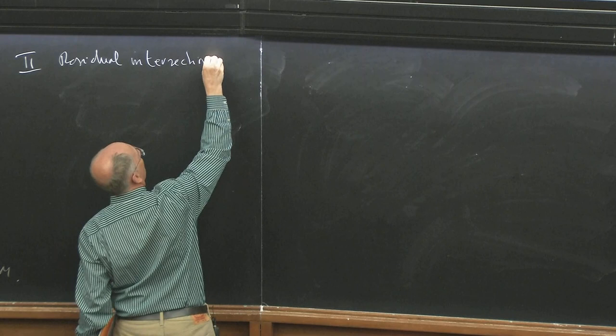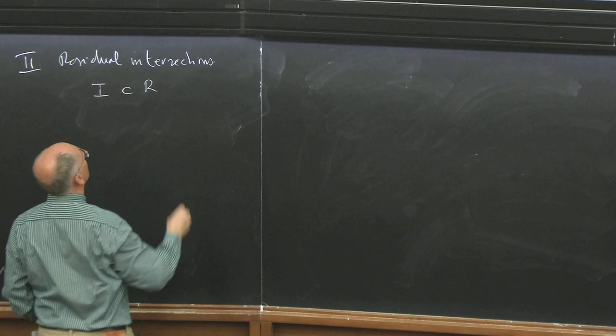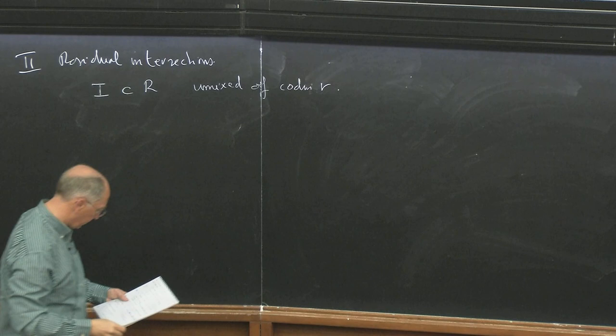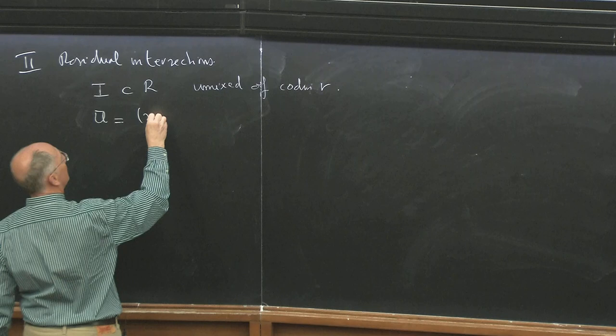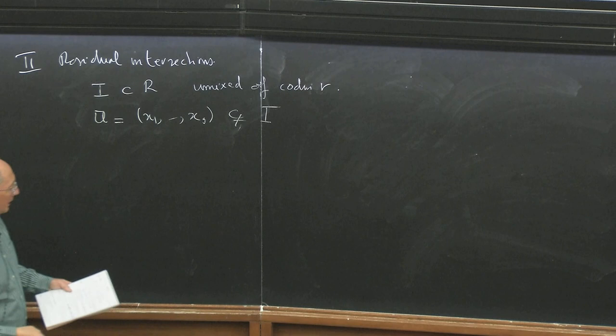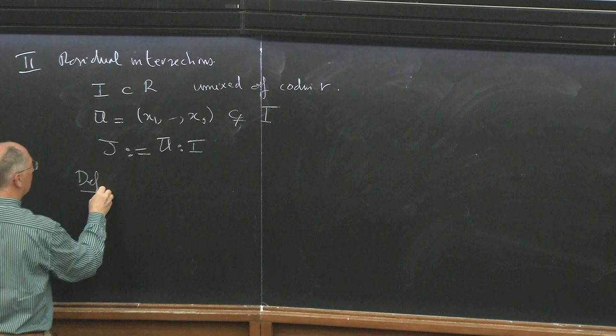Let me record the definition. R is always my Cohen-Macaulay local ring. I give an ideal I inside R, unmixed, purely of codimension r, and I will take an ideal A generated this time by s elements, x_1, ..., x_s, and I assume it's a proper sub-ideal of I. I will call J the colon, A : I. So recall the definition: J is an s-residual intersection.